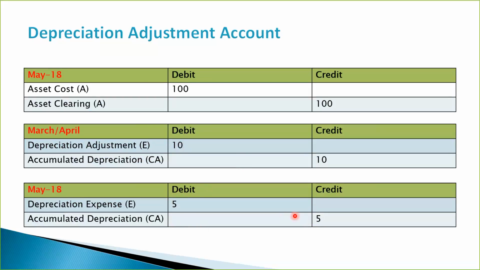So that is the purpose of the depreciation adjustment account. It is for when an asset is added to your books later than the date it was actually placed in service. Pretty straightforward, right?